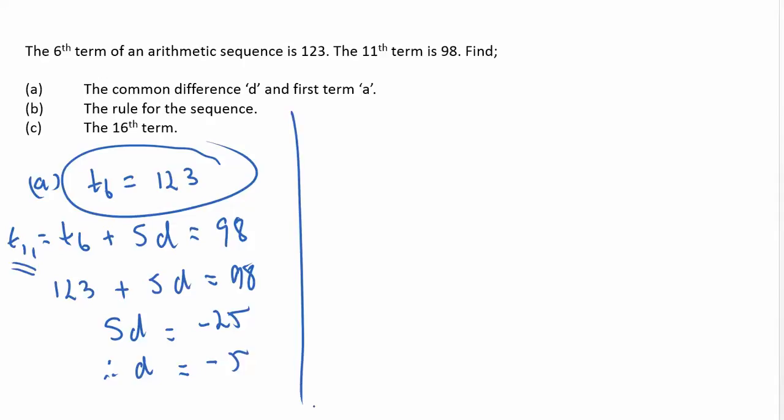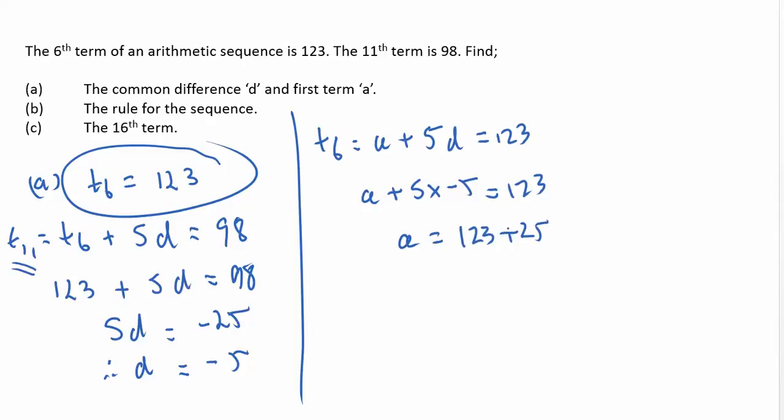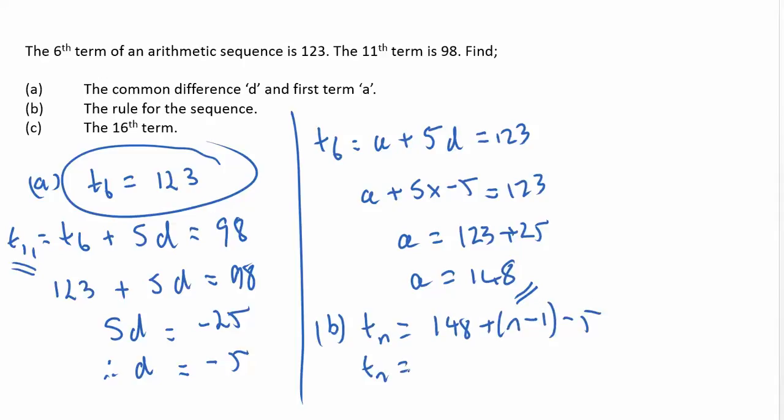Armed with the information about d, I can very readily go ahead and find out what a is. So it gives me 148. Then finding the rule for the sequence becomes pretty straightforward. 153 take 5n. I won't demonstrate how to do C, but in a moment I'll go through how we could have done that using the calculator.